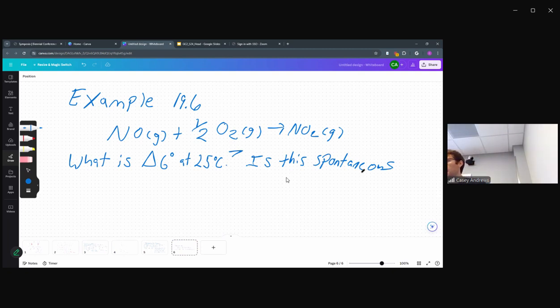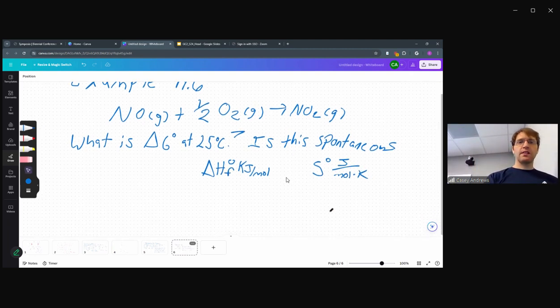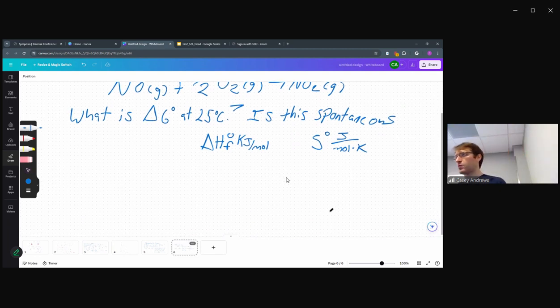And then we're given a bunch of information. We're given a table that has these things called delta HF, and these things called S naught. This is kilojoules per mole. This is joules per mole K. And then we're given all the compounds we care about. So O2 has a delta H formation of 0. Delta S is 205.2.